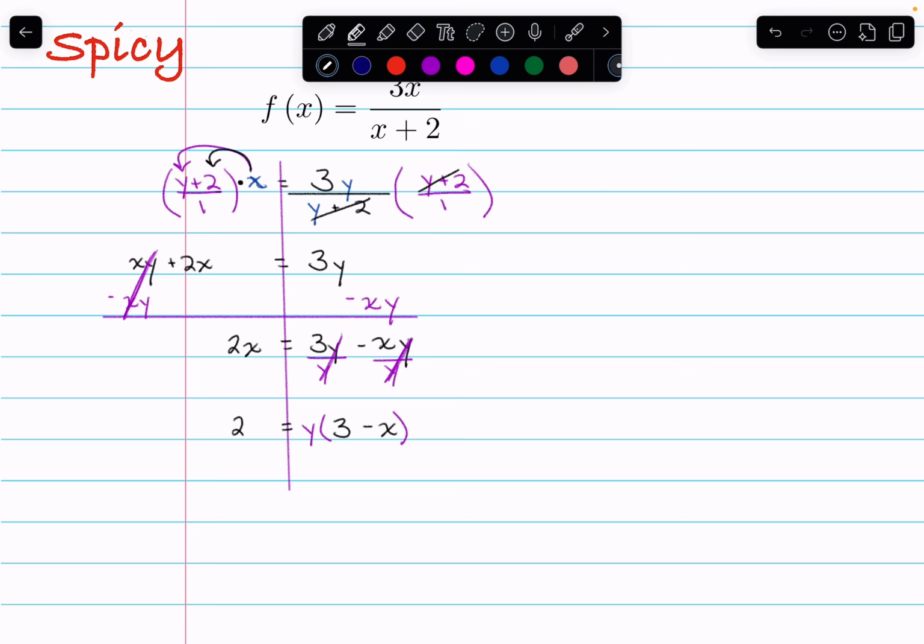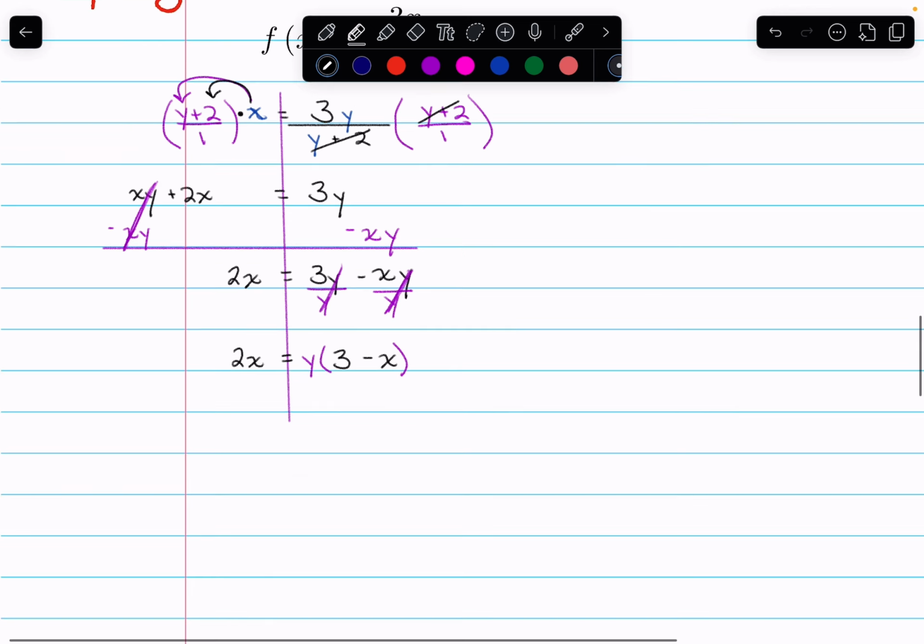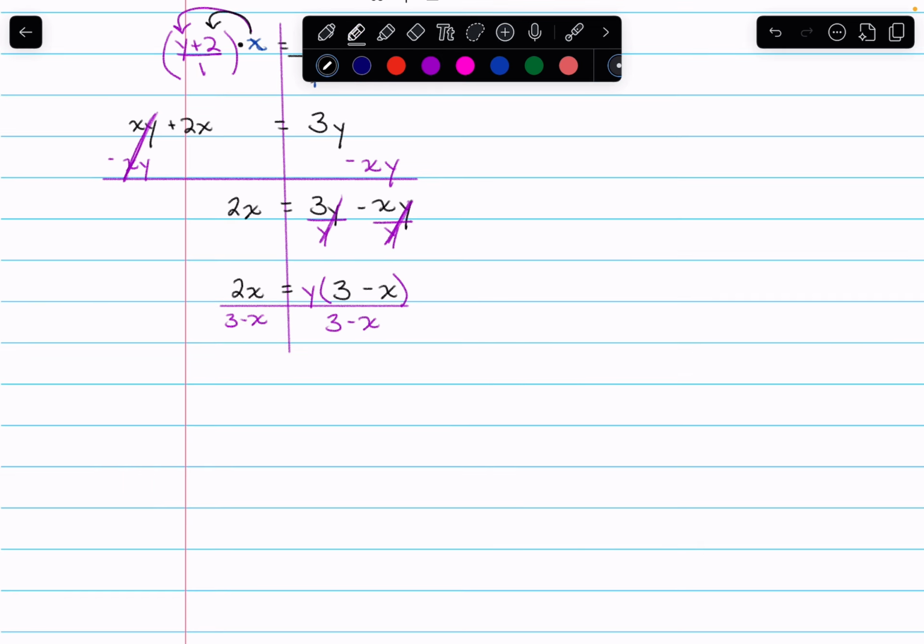Equals, I still have my 2x. Now I'm going to get rid of 3 minus x on this side and 3 minus x on this side. Cancels. Y equals 2x divided by 3 minus x.